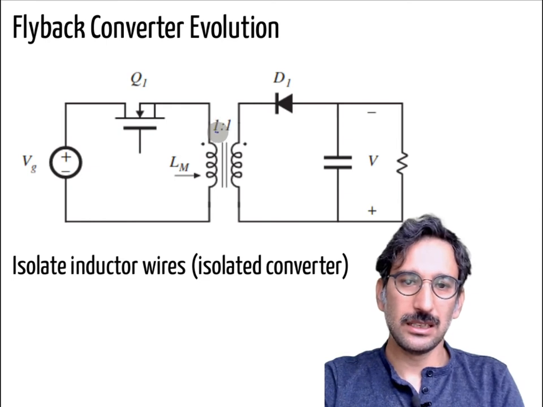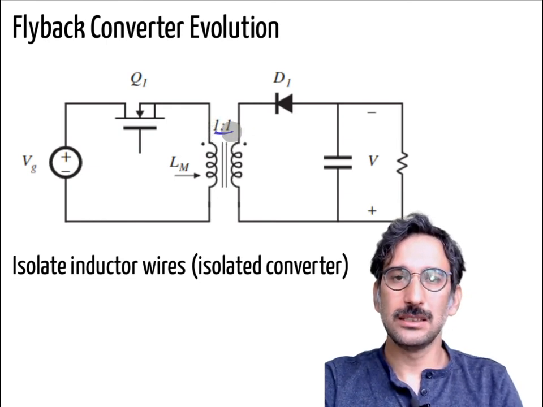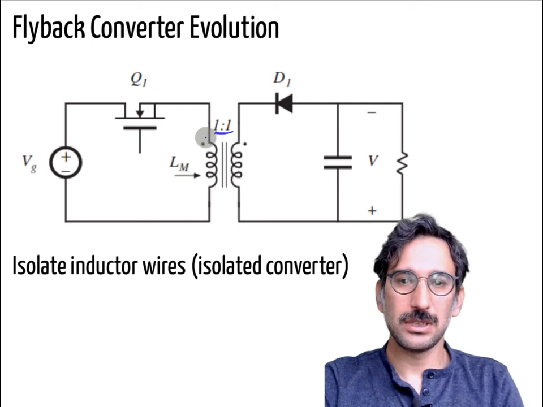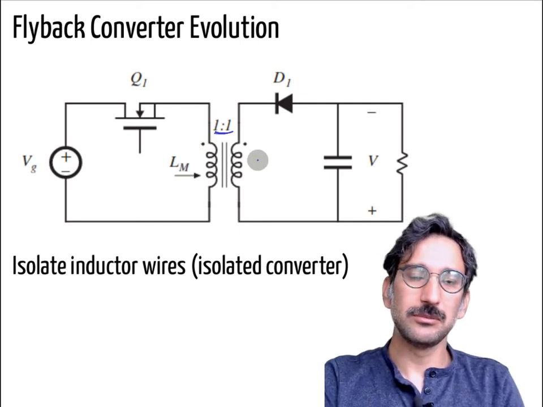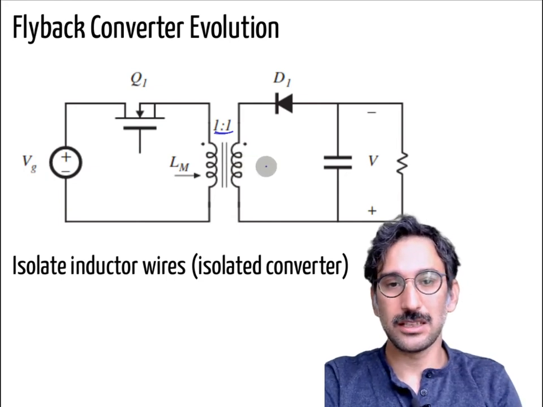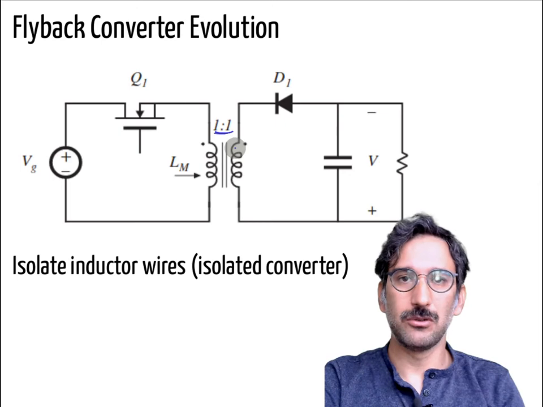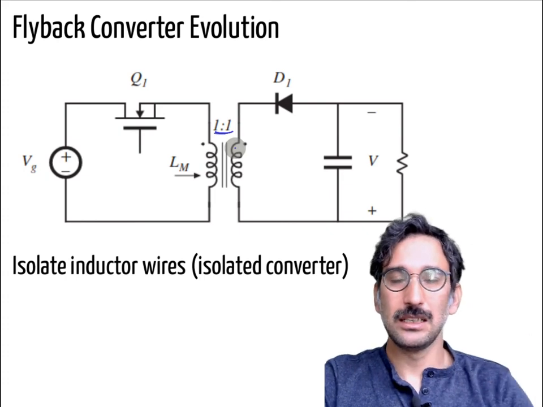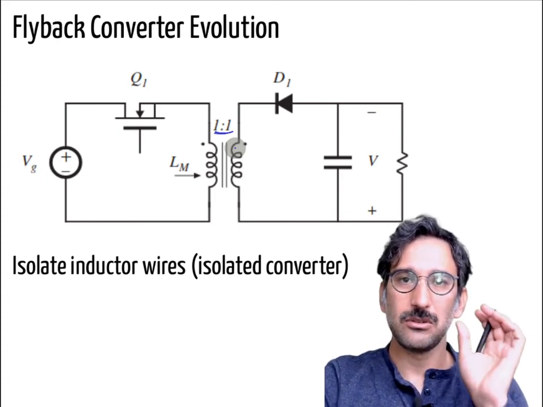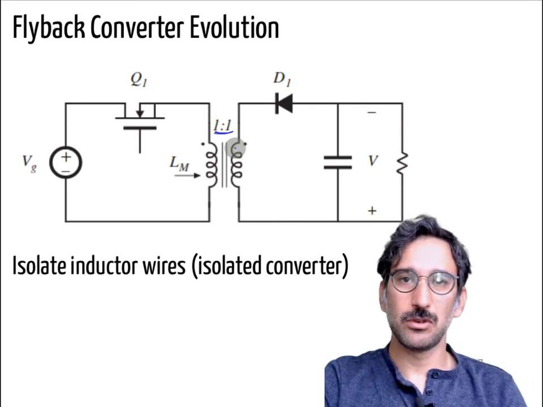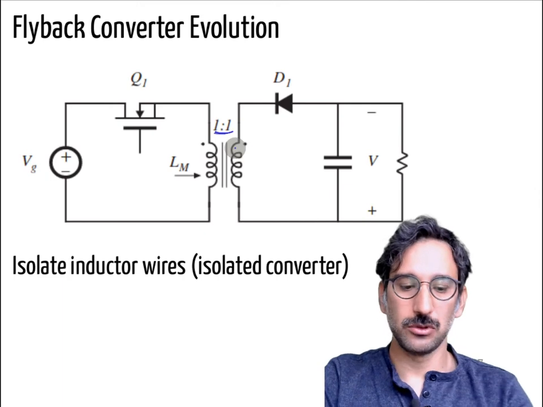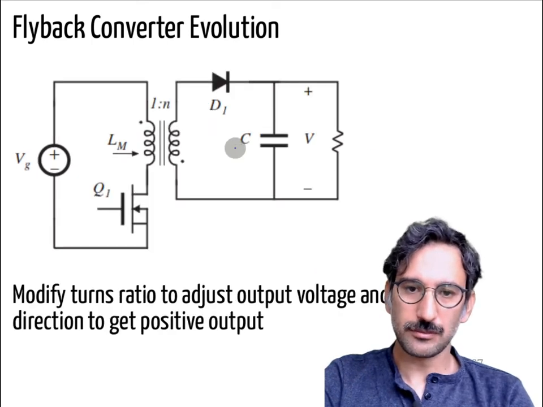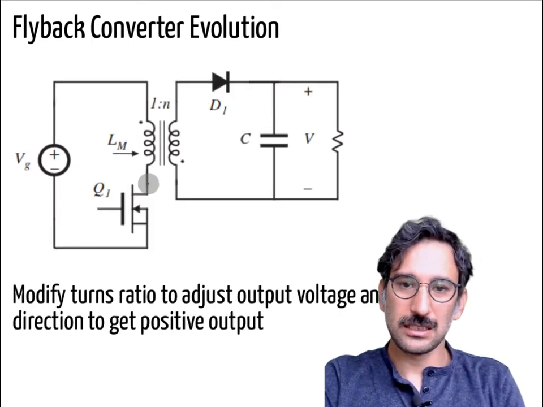Then the real advantage: instead of using a 1-to-1 transformer, maybe you can use a 10-to-1 transformer ratio as well, right? That means the voltage at the secondary side will be 1/10 of the primary voltage. Or it can be vice versa, a 1-to-10 ratio. As we discussed in the previous video, suddenly you have the option to play with the transformer turns ratio to adjust the output voltage, and you can get higher conversion ratios.